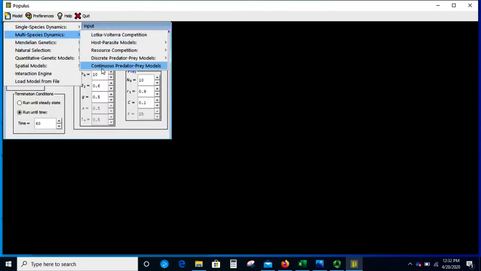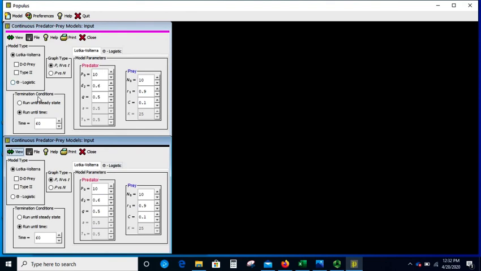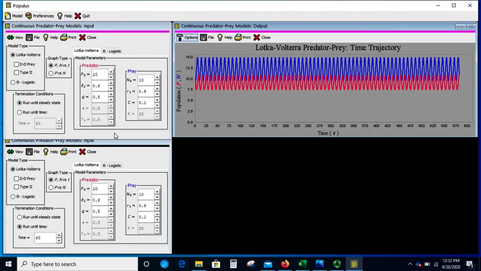I'm going to open two of them again. I'm going to leave one of them as the default, so run until a steady state. And now I'm going to increase the predator starvation. And this is variable D.